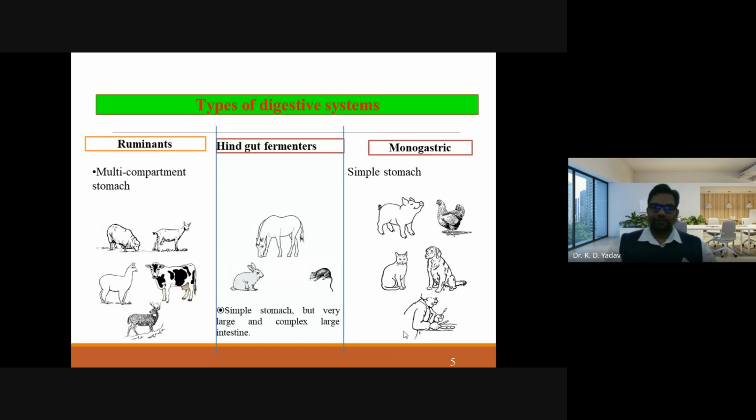So let's start with the very basics. What are the basic differences between the different kinds of livestock? For example, ruminants are multi-compartment stomach animals. They have 4 compartments. Then hindgut fermenters have a very large, complex intestine, like rabbits and horses. And monogastric animals are very simple, like human beings, and for example cat, poultry, swine, etc.